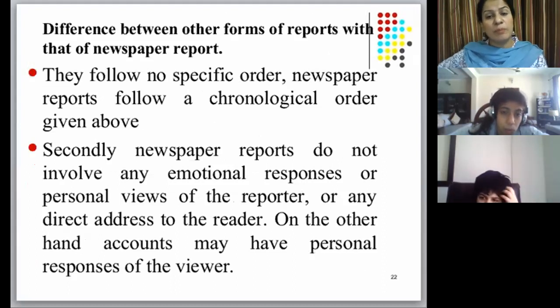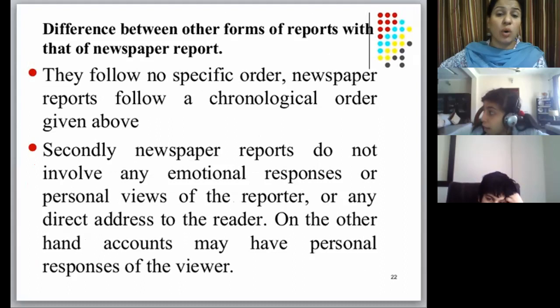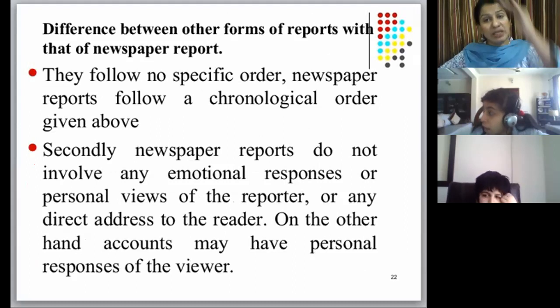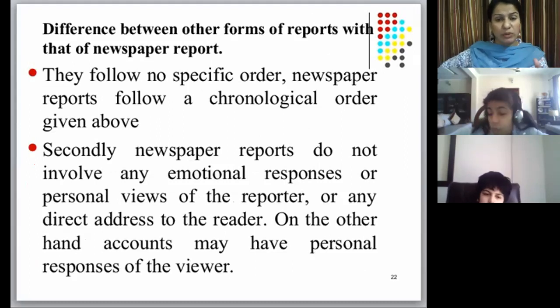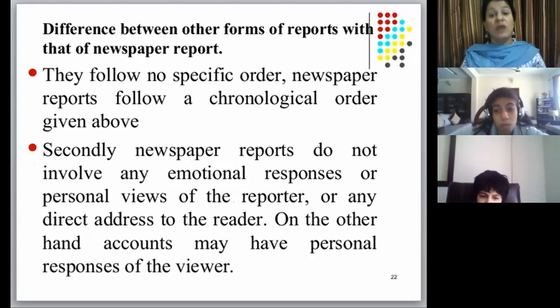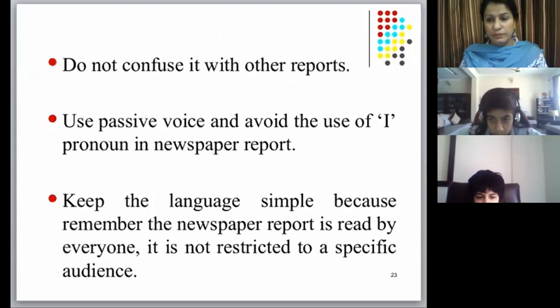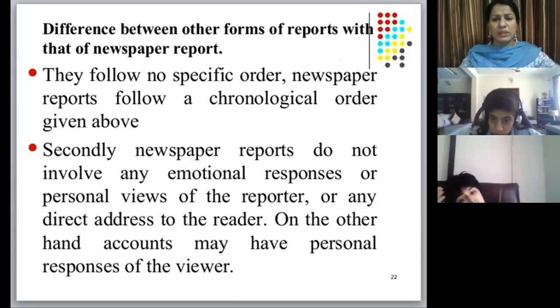The difference between other forms of reports and newspaper reports is that other reports follow no specific order. Newspaper reports follow a chronological order given above. Chronological means according to the date and time. If you saw in the newspaper reports, one was from August 2004, the second one was September 2004. Time order. Yes, this is basically the comparison between regular reports and newspaper reports.